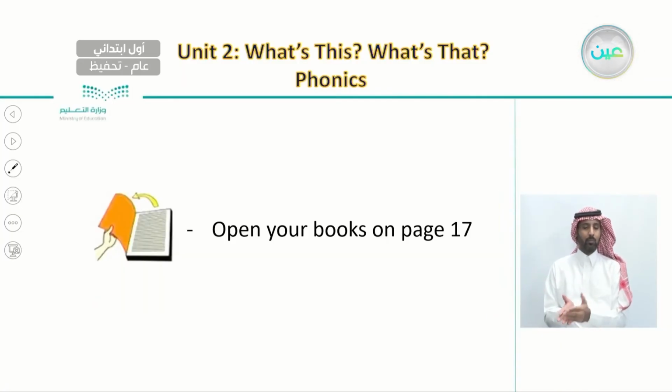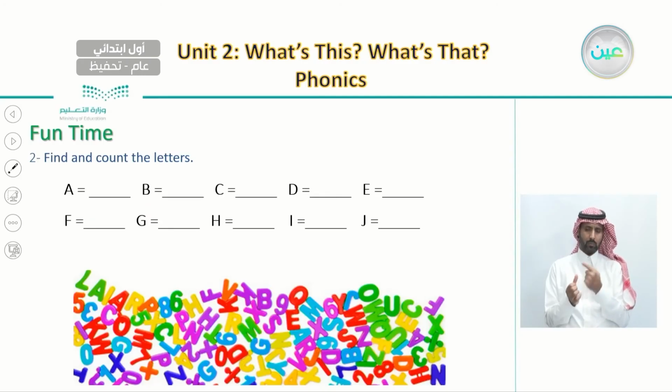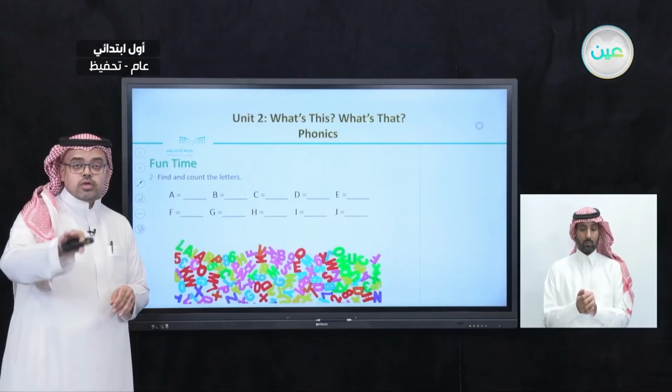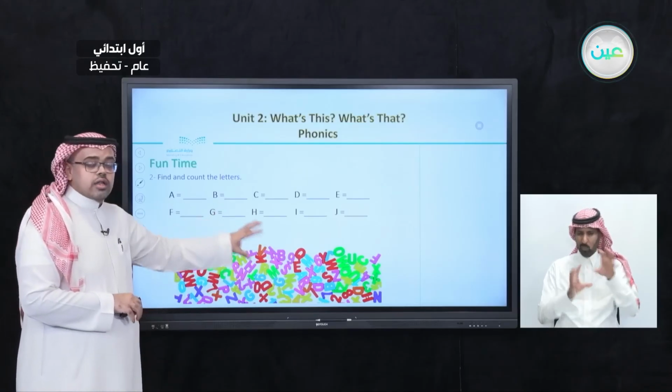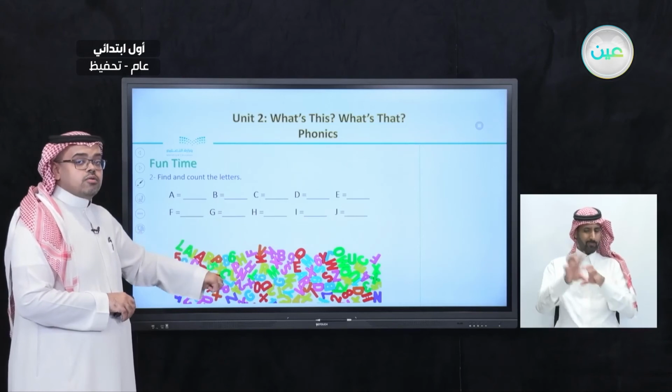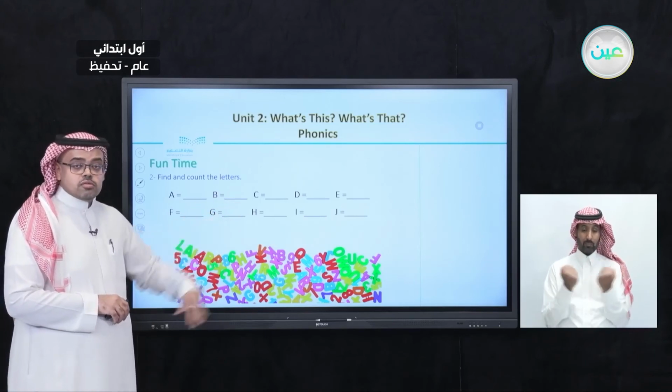Now, let's move on to page 17. Let's turn your books to page 17. On page 17, now it is a fun time. What we need to do in this exercise, as you can see in your books, you will see scrambled letters like this, and you will see an exercise similar to this one.